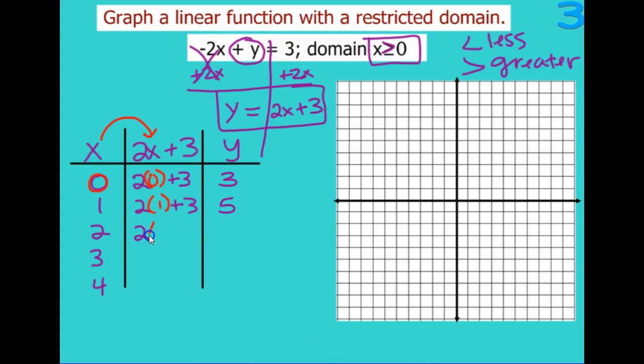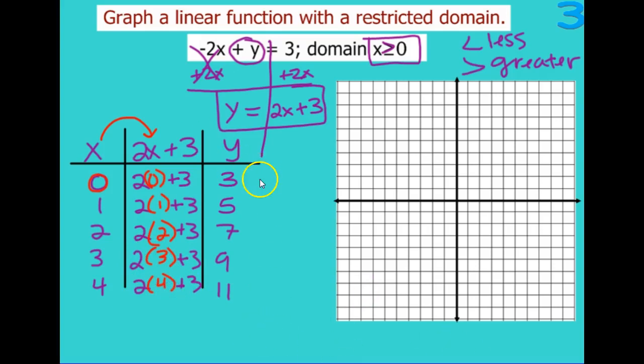Then plugging in a 2. 2 times 2 is 4. Plus 3 more is 7. You can see 3, 5, 7. Next would be 9, and then 11. We're going up by 2 each time. If you want to keep plugging them in, you can. We would plug in next a 3, and then a 4.